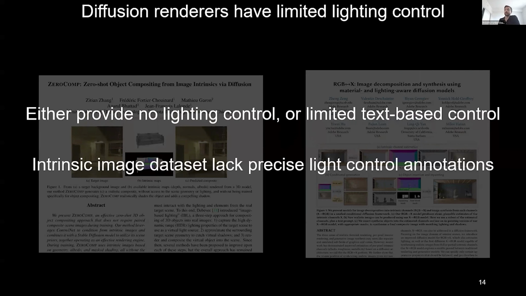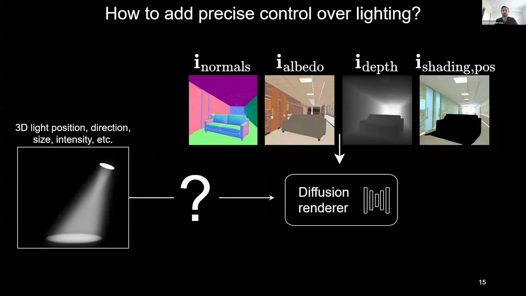And the second issue is that if you wanted to actually add lighting control to these models, you would need a dataset to train on that. But the problem is that these 2D intrinsic image datasets that they're trained on don't contain this 3D light information. So we're stuck with a problem. How do we inject this precise light control, 3D light position, direction, size, intensity, and so on into this diffusion renderer model?